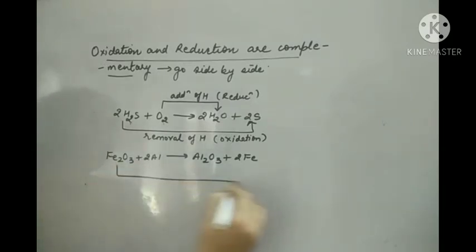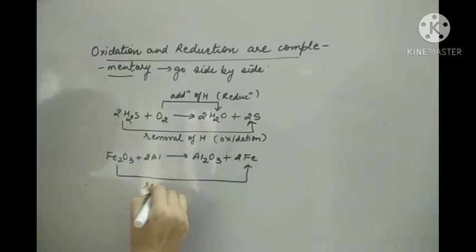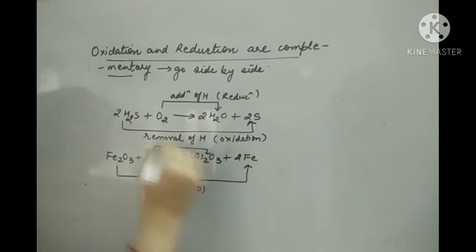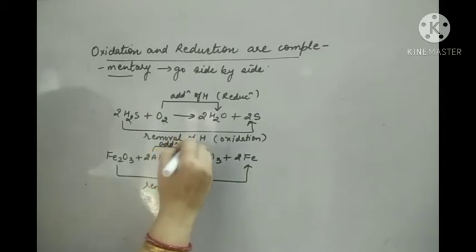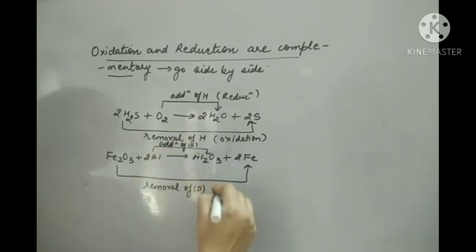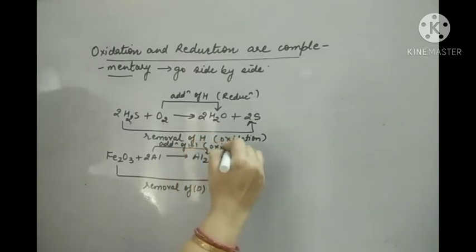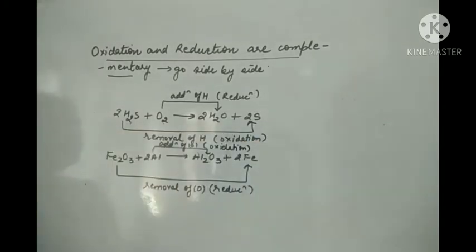Likewise, it is changed to Fe. Now there is removal of oxygen, and here there is addition of oxygen. So removal of oxygen is reduction and addition of oxygen is oxidation. So oxidation and reduction always take place simultaneously. They always take place side by side.